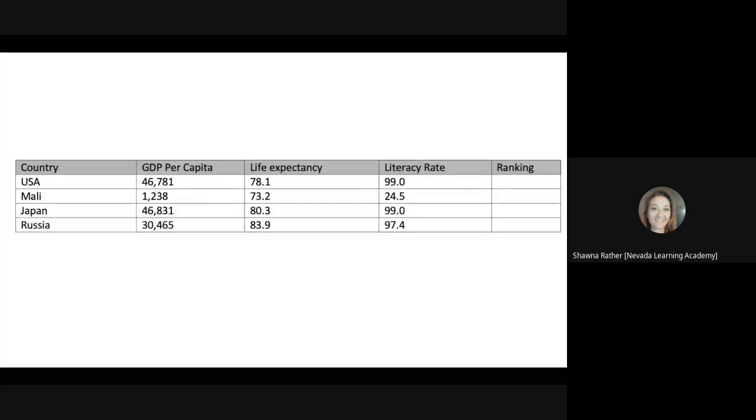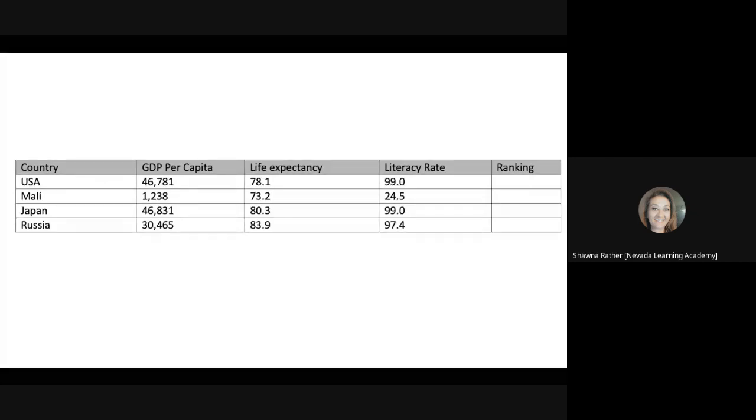Well, the first thing we need to do is look at the chart. As we look at the chart, you will see that you have a list of countries, then you have categories of GDP per capita, life expectancy, and literacy rate. Now, if you look at each one of these, what you will do is rank each country based on each category. So let's start with GDP per capita.